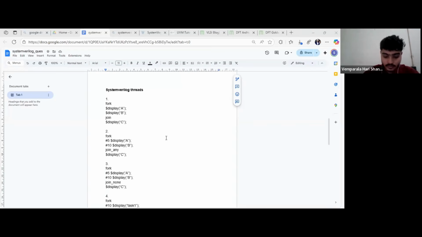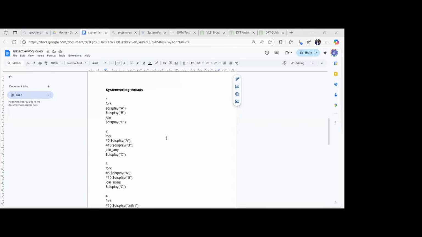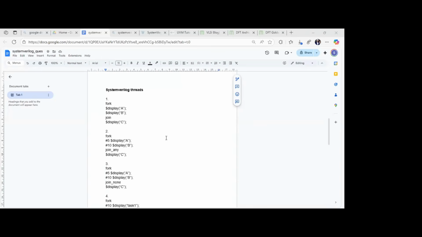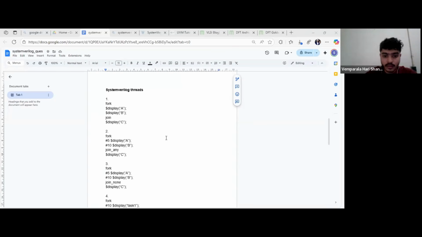In the first one, you consider fork join just as fork join at zero simulation time. A will be displayed, B will be displayed. What will be the output? A will be displayed, B will be displayed at zero simulation time.